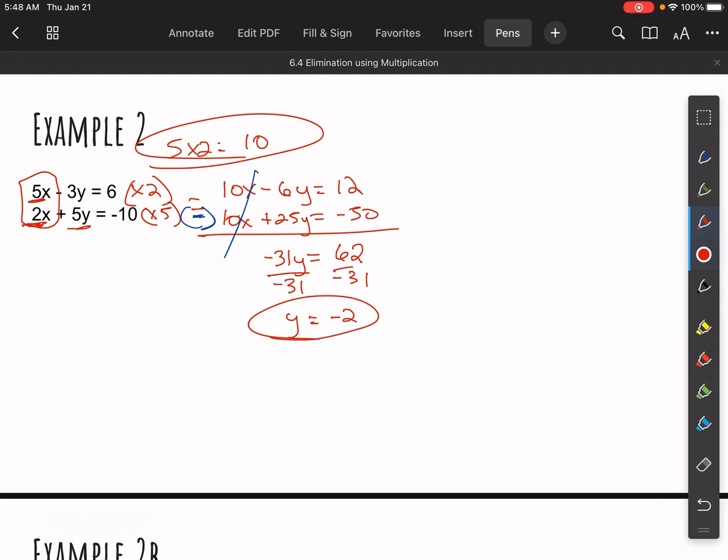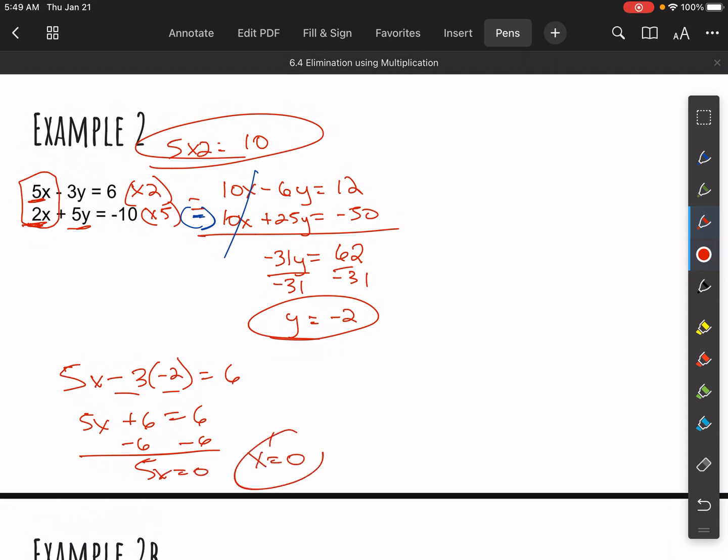Okay, now I can take that, plug it back in. So I'll plug it back into the first one for fun. 5x minus 3 times negative 2 equals 6. Okay, that's 5x plus 6. Negative 3 times negative 2 is positive 6 equals 6. Subtract 6 from both sides, I get 5x is equal to 0, which means x must equal 0. Okay, so final answer, 0 comma negative 2.